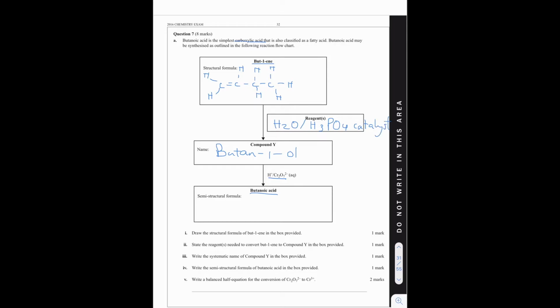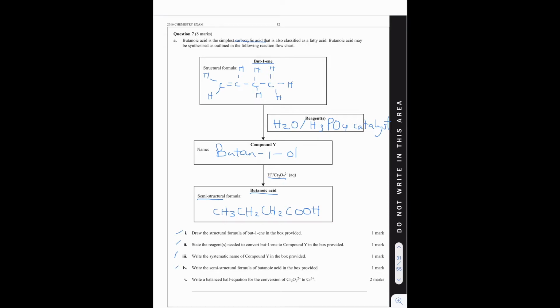And then from here, I can look at this and be like, okay, now I've got butanoic acid and it wants me to draw the semi-structural formula. So semi-structural is a more condensed version of the structural formula. So what I'd need to be doing there is drawing it out as CH3, CH2, CH2, COOH, and that's done. So I've basically followed the diagram and filled out parts 1 through to 4.